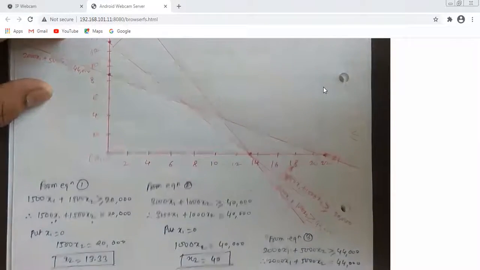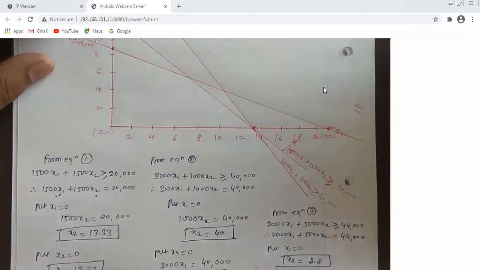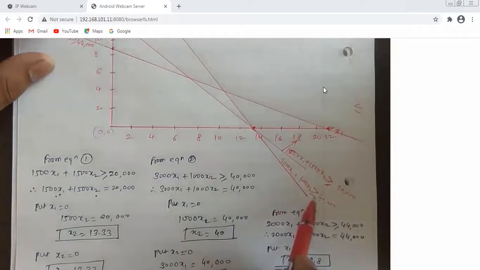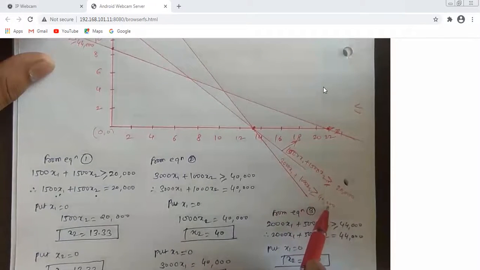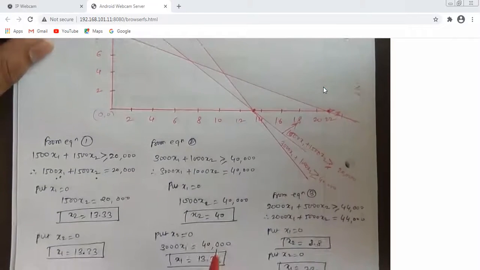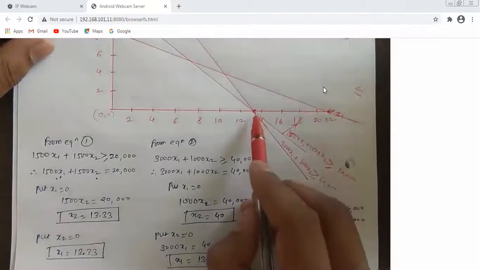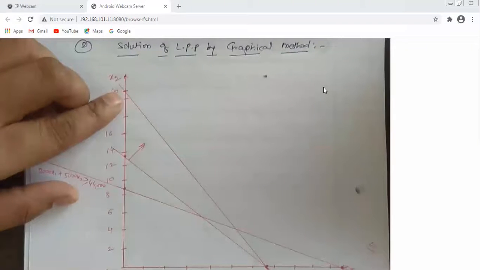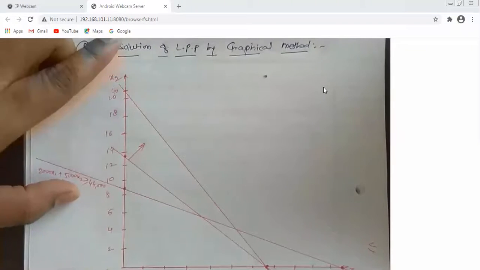ओके. Now from equation number 2, again see what is equation number 2. 3000x1 plus 1000x2 is greater than or equal to 40,000. From that we got the value of x1 is 13.33 and x2 is 40. Means what? The value of x1 is either 13.33 or it may be greater than 13.33. म्हणजे काय, x1 ची व्हॅल्यू एकतर 13.33 असेल किंवा त्यापेक्षा जास्त असेल. सिमिलरली x2 जो 40 आहे तो एकतर 40 असेल किंवा 40 पेक्षा जास्त असेल.